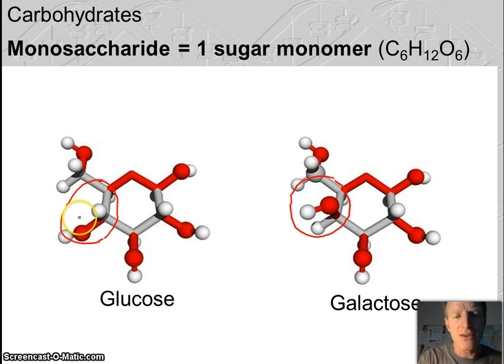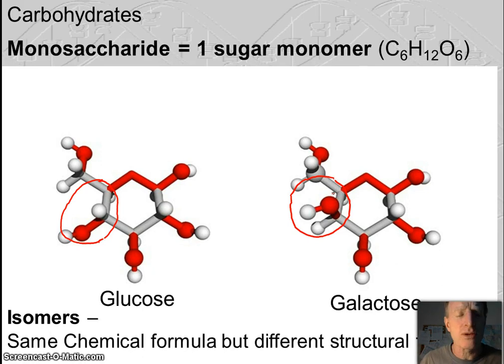Notice the hydroxyl group here is oriented to the back relative to the other parts of the molecule, whereas this hydroxyl group is coming up. There are sort of shadows there to show what's forward and what's back. Just that one change makes these two slightly different in terms of their structure. They have the same chemical formula, but a different structure. And the term we use for those types of molecules is isomers.